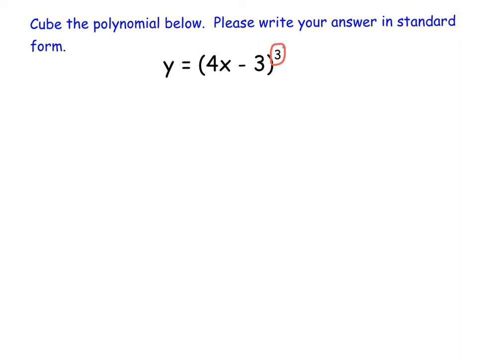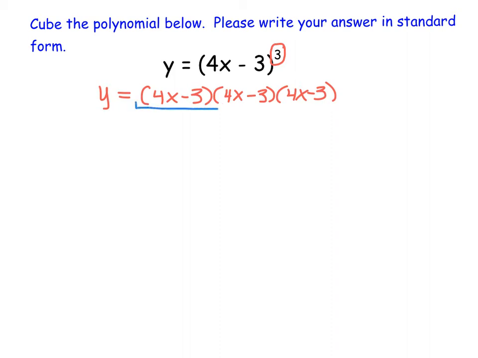What we're going to start off doing is rewriting this particular polynomial as 4x minus 3 times itself 3 times. So we can see 4x minus 3 times 4x minus 3 times 4x minus 3. How to multiply those polynomials together is just like when we multiply multiple polynomials: you multiply them from left to right.